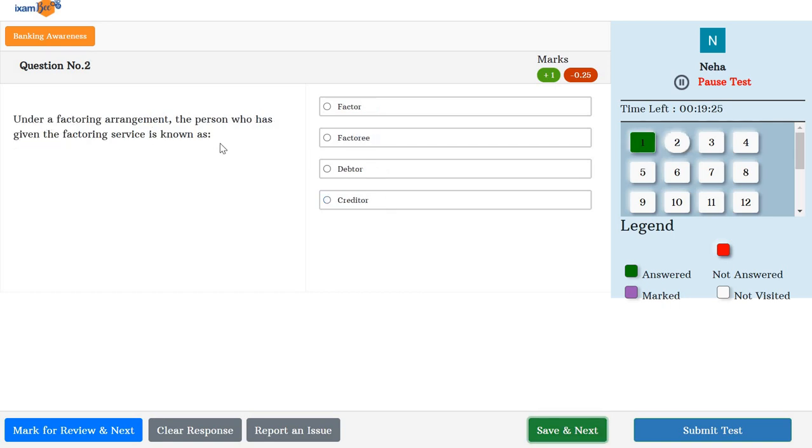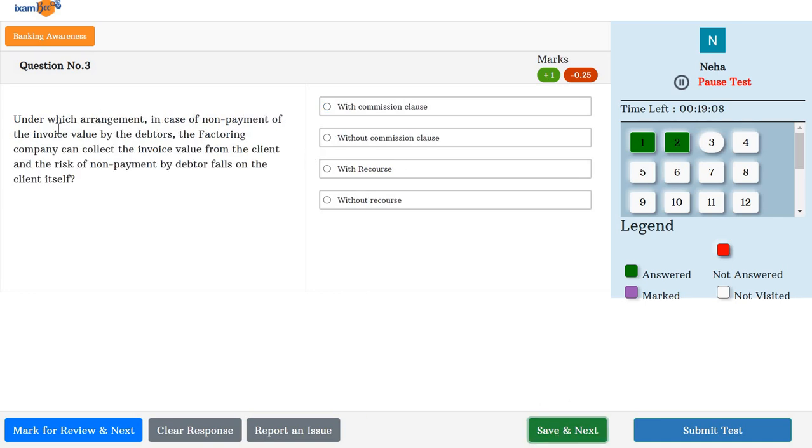Then save. And next, under a factoring agreement, the person who has given the services is known as the factor, which we have already told you. So factor is the correct answer. Guys, see, a time limit is also there, so that you can concentrate on both quick answering as well as concepts.